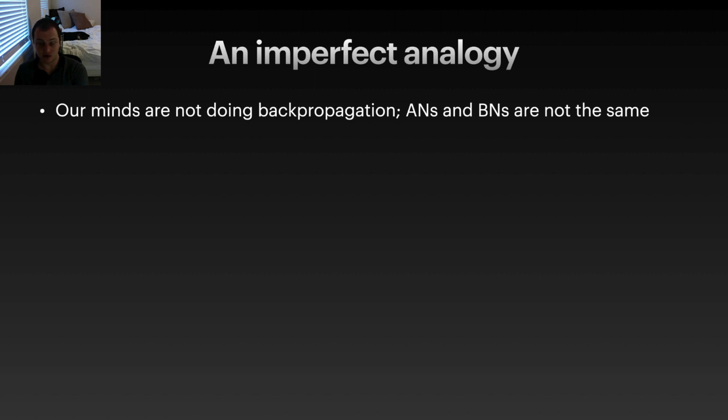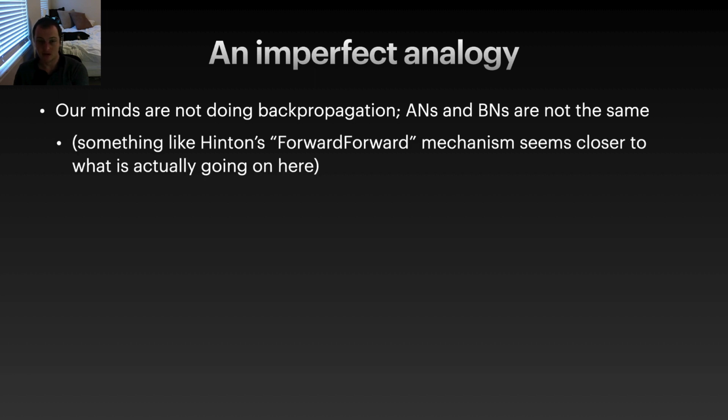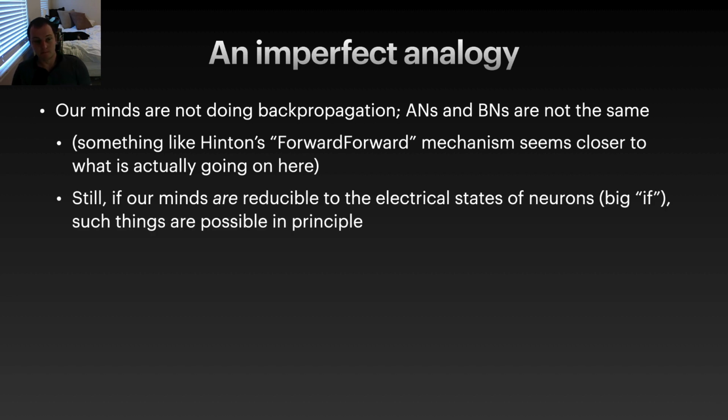Even if your minds aren't doing back propagation, even if they're doing something more similar to Geoffrey Hinton's forward type of algorithm, you could still do this same thing with these other types of networks that are trained, because you have to store the weights and biases in the computer regardless. You have to store the neural parameters there, which is different than the structure. But the big if here is if our minds are reducible to the electrical states of neurons, then such of these things are possible in principle.